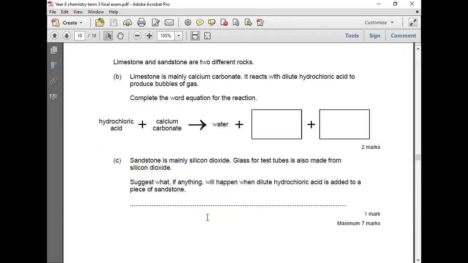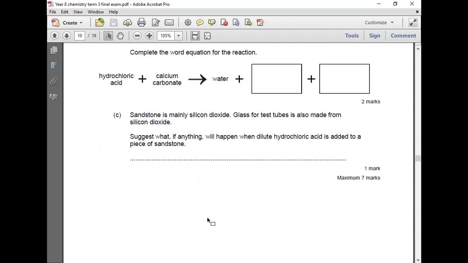Sandstone is mainly silicon dioxide. Glass for test tubes is also made from silicon dioxide. So just what, if anything, will happen when dilute hydrochloric acid is added to a piece of sandstone? The rest of the questions I'll show you by Google Form.